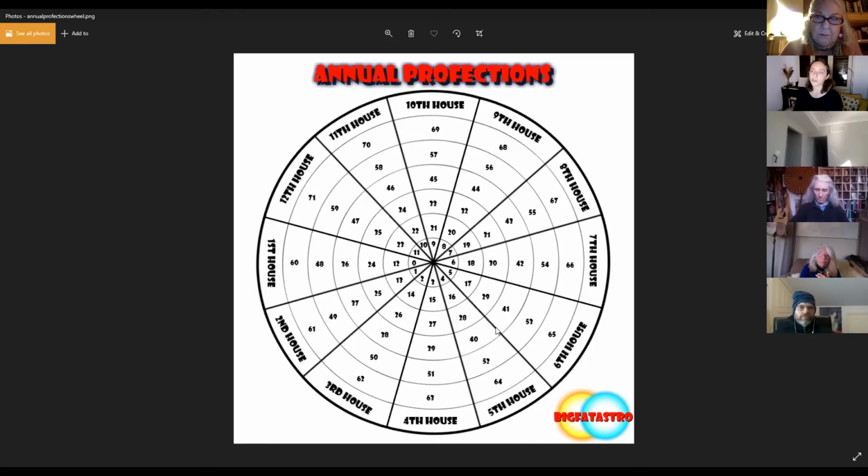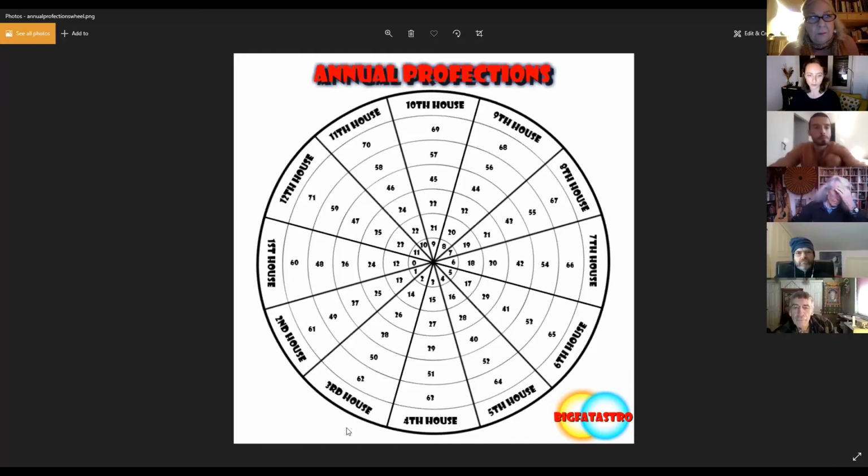For example, if you're using Regiomontanus or Campanus, and I'm using Regiomontanus in my example here, this then gives you an equal distribution from the moment of the ascendant. So let's go to the charts so you can see what I'm talking about.